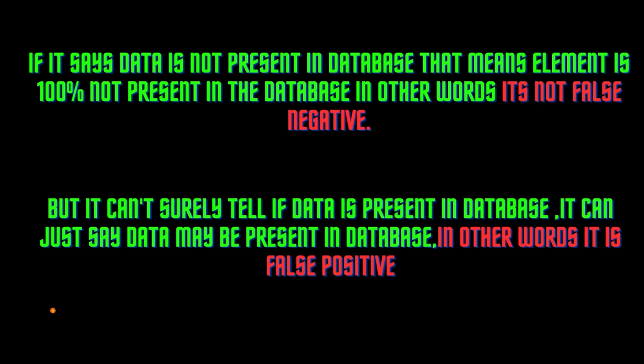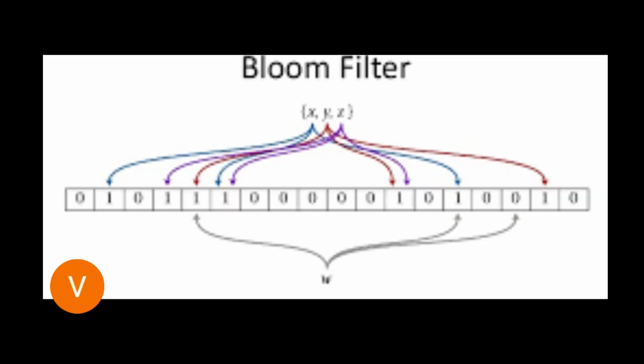So if we have to define it, it is a space efficient probabilistic data structure which tells if the element may be present in the set, or it is not present in the set. It can give false positives, but it does not give false negatives. So as you can see in the diagram, Bloom filter is basically an array of size m, and it can have values 0 and 1. It is used to tell if the element may be present in the database or set, or the element is not present in the set.